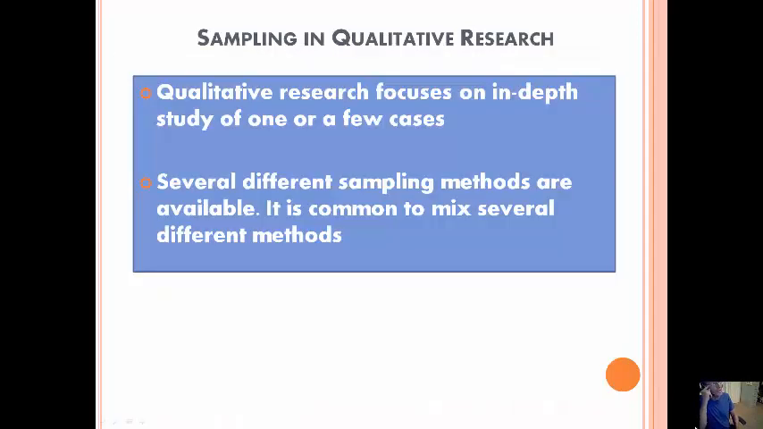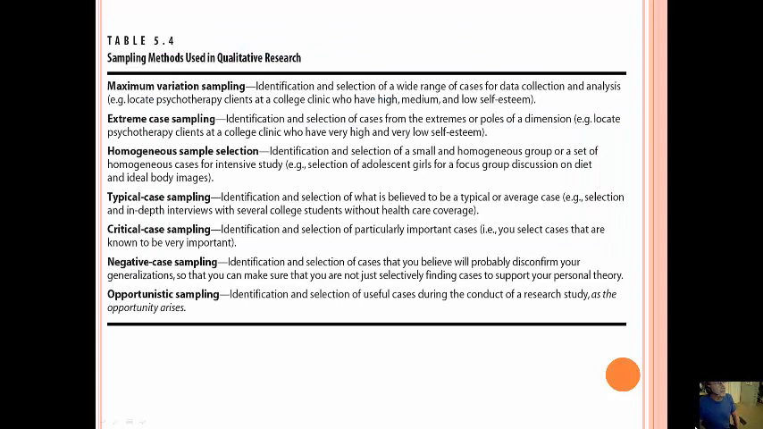Qualitative research focuses on in-depth studies of one or few cases, whereas different sampling methods are available, and it's common to mix several different methods. Here you can look at some of the sampling methods used in qualitative studies.